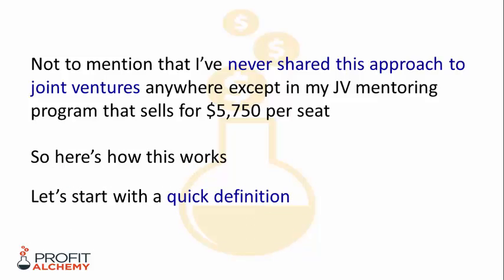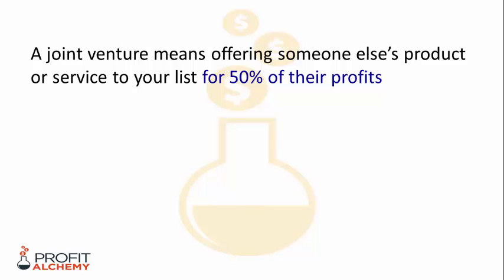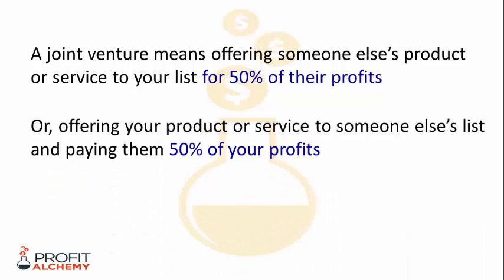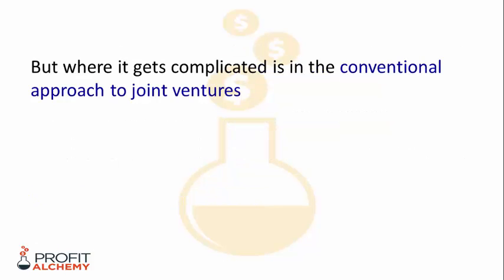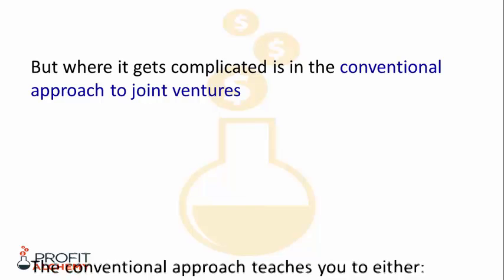So here's how this works. Let's start with a quick definition. A joint venture means offering someone else's product or service to your list for 50% of their profits, or offering your product or service to someone else's list and paying them 50% of your profits. Sounds simple enough, right? But where it gets complicated is in the conventional approach to joint ventures.